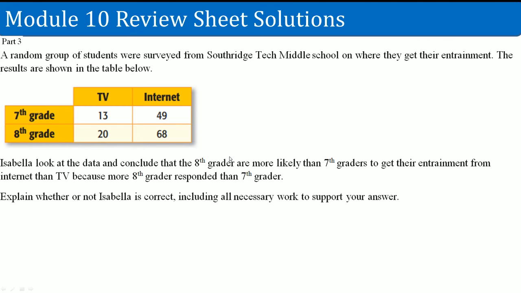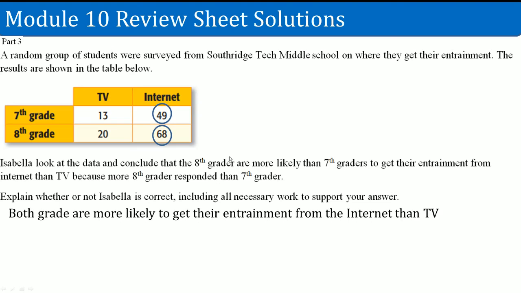Okay, so there's two answers. There's the wrong answer and there's the correct answer. Your intuition is actually going to give you the wrong answer. What you're going to do is look at these two numbers and say, well, look at the internet. It's 49 for the 7th graders and 68 for the 8th graders.